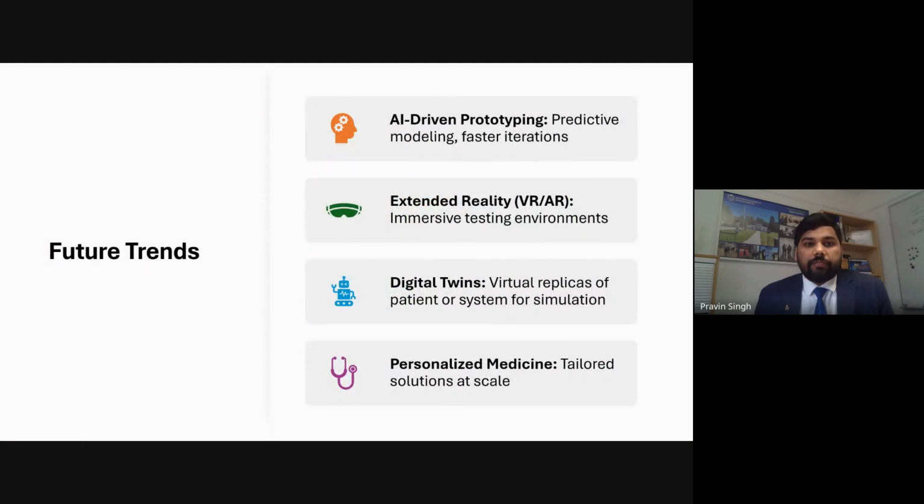Okay, so what are the future trends in healthcare innovation? If we see AI-driven prototyping, AI will generate and test prototypes digitally before physical development. Then extended reality, like augmented reality, will overlay medical data during surgeries for better precision. And digital twins, virtual models of organs or entire patients, will help in treatment simulations. Then personalized medicine, where AI driven drug development will create treatments tailored to an individual's genetic profile.